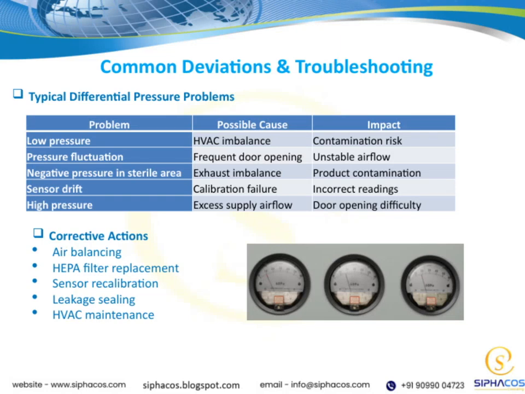We focus on key steps like air balancing, replacing HEPA filters, recalibrating sensors, sealing leaks, and maintaining HVAC systems. Each action targets specific issues, like low pressure caused by HVAC imbalance or sensor drift from calibration failure. These problems can lead to contamination risks or inaccurate readings. Understanding common deviations and their causes lets us troubleshoot effectively and keep the environment stable and safe.